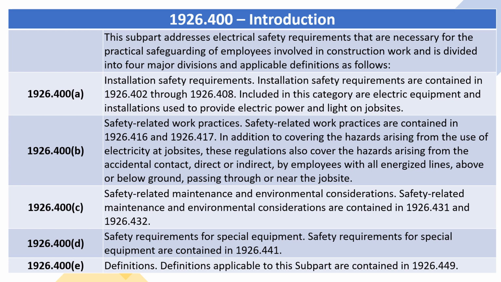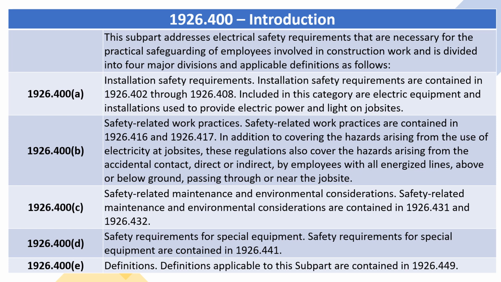1926.400(B), Safety-related work practices. Safety-related work practices are contained in 1926.416 and 1926.417. In addition to covering the hazards arising from the use of electricity at job sites, these regulations also cover the hazards arising from the accidental contact, direct or indirect, by employees with all energized lines, above or below ground, passing through or near the job site.